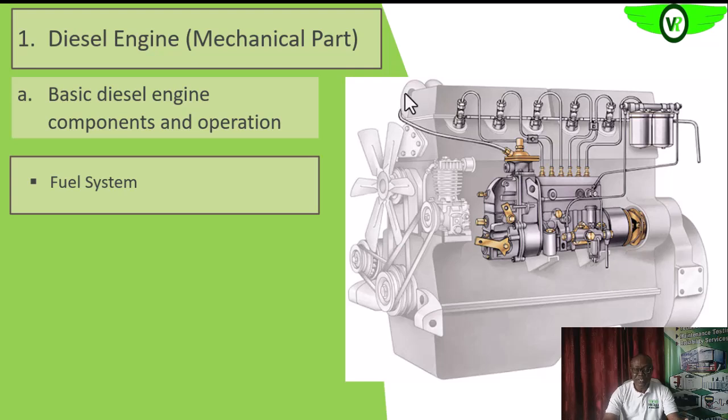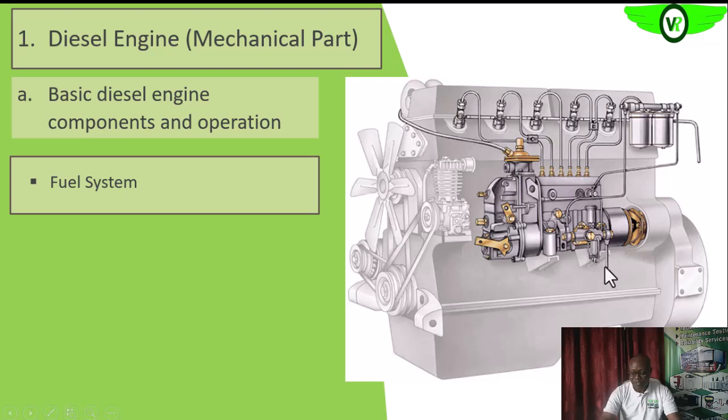Remember, the function of the diesel engine is to convert the chemical energy that is contained in fuel into rotating mechanical energy. So that fuel has to be brought into the combustion chamber or the cylinder for it to be burned, to release the energy that is contained in it. So the fuel system starts from the fuel storage, which could be a tank under the engine itself or could be a tank elsewhere.